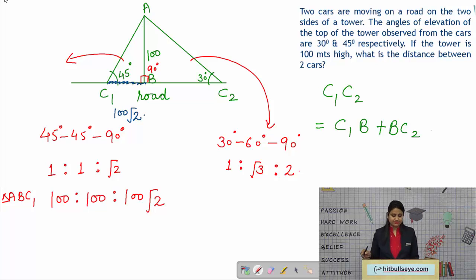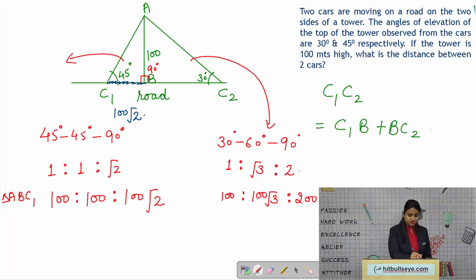And similarly, the side length AB, which is opposite to 30 degree in the second triangle, is given as 100. So the remaining sides will be 100√3 and 200. So we can say that BC2 will be nothing but 100√3.